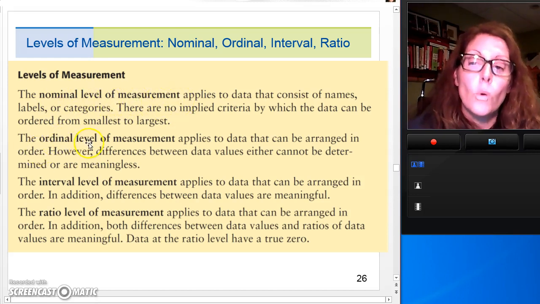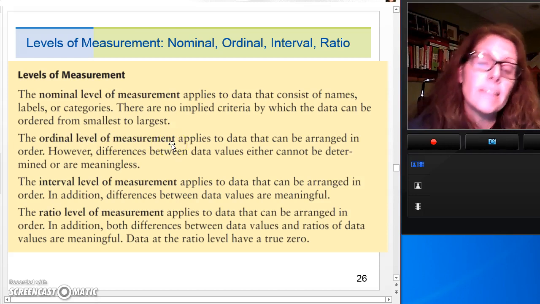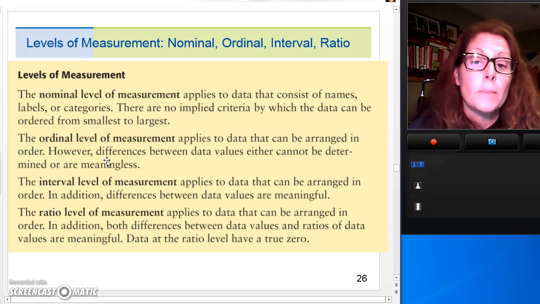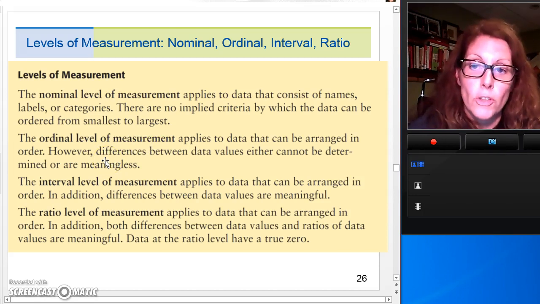The next one is ordinal level of measurement. This is where we would start to order the data. For example, class rankings, 1, 2, 3, 4, 5. There's an order to those.